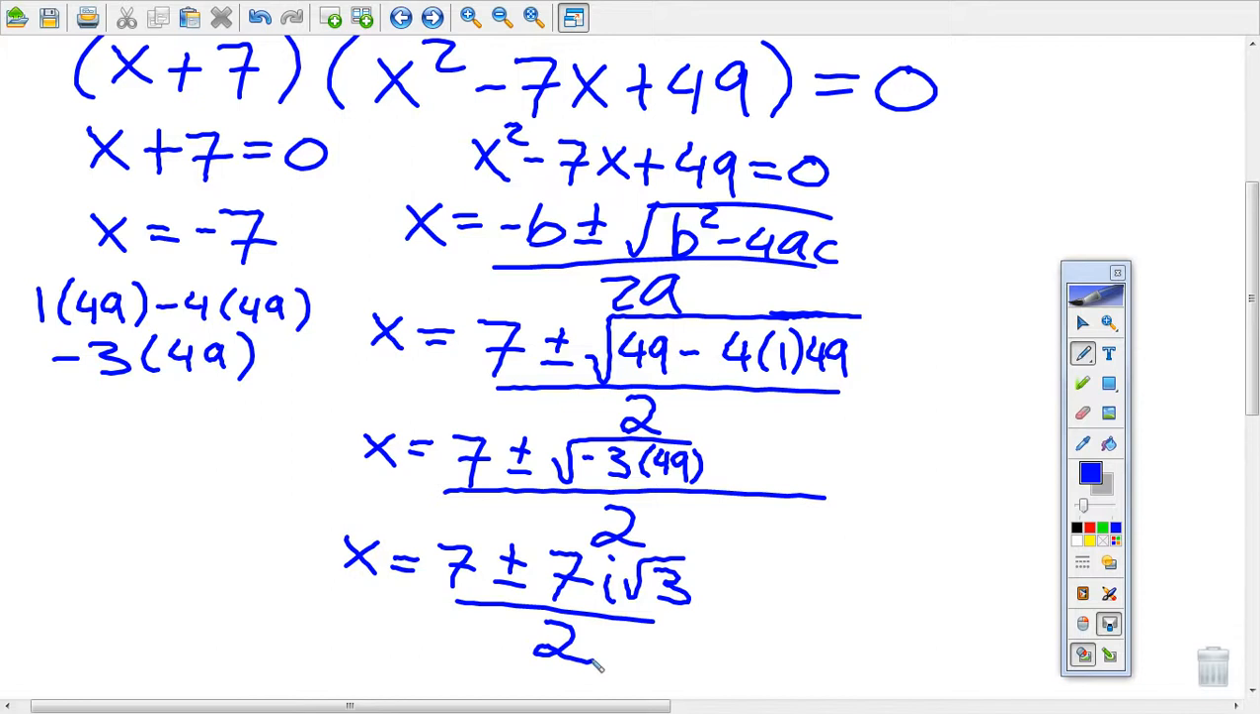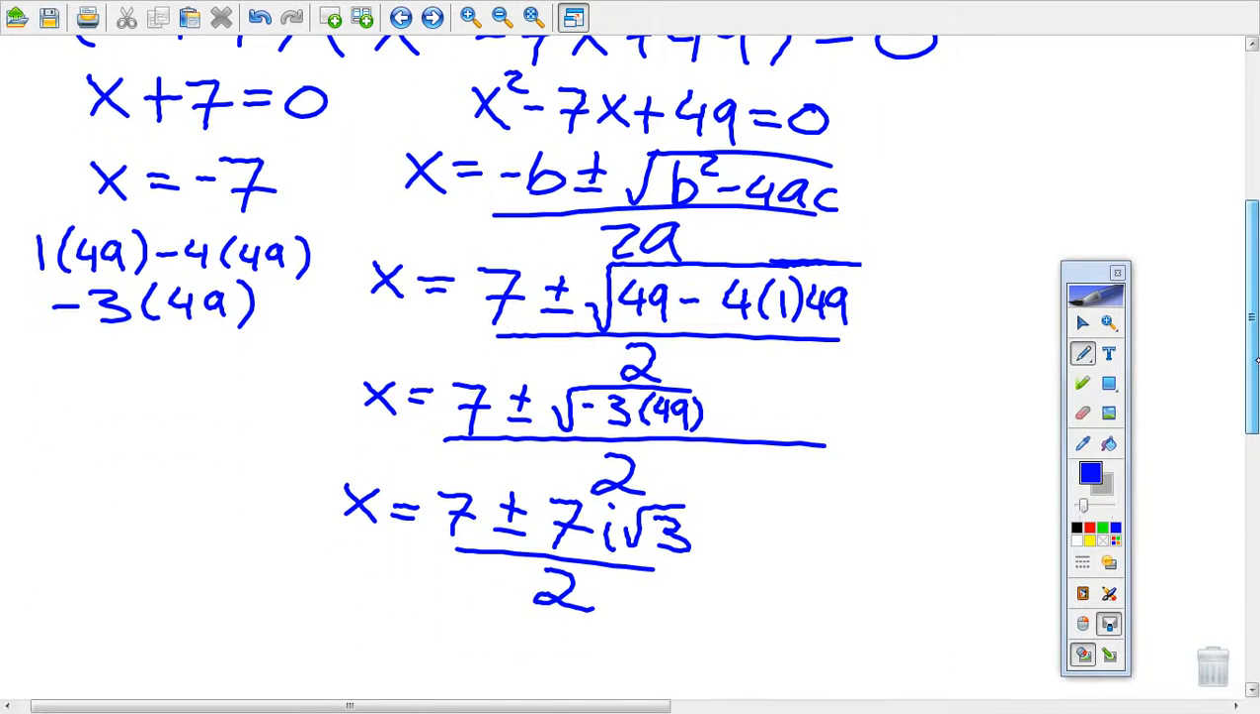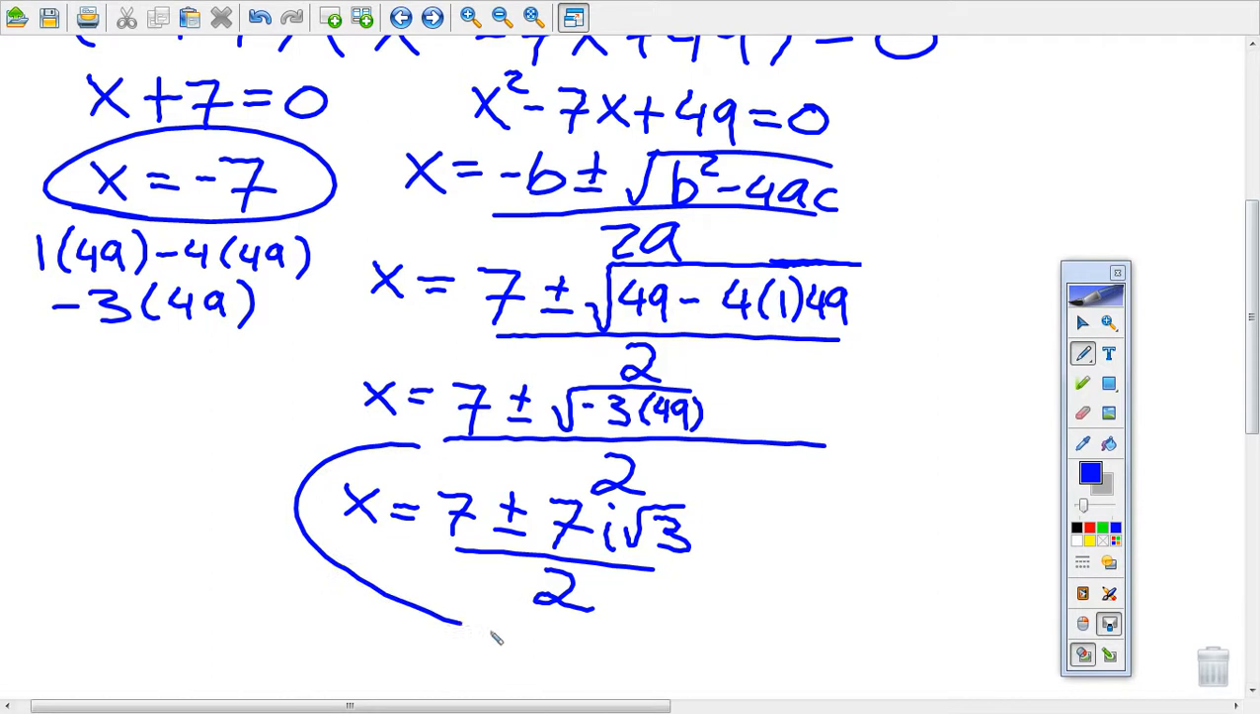So how many solutions should we expect? If we go back up to the top here, what was this thing originally? Cubic. Did I come up with 3 solutions? I did. Here's 1 solution. Here are 2 more. 3 solutions, 3 real solutions. Actually, 1 real solution and 2 complex solutions. It's complex.